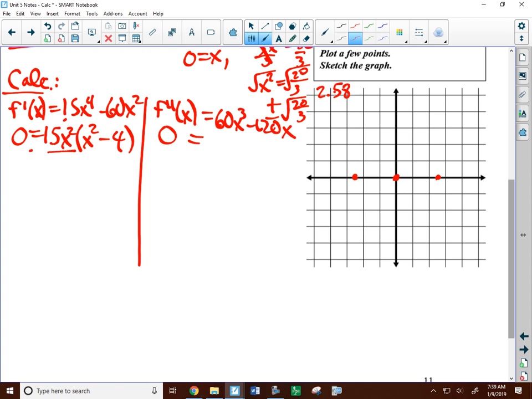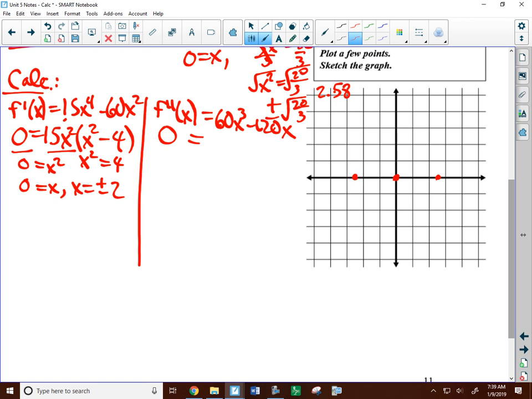So setting this one equal to 0, we would divide by 15, get 0 equals x squared, and do a square root, we get 0. Here I'm going to do a difference of squares, or you could just set it equal to 0 and add 4, and then do a square root, get plus or minus 2. So those are critical points. That was something I'd asked for.